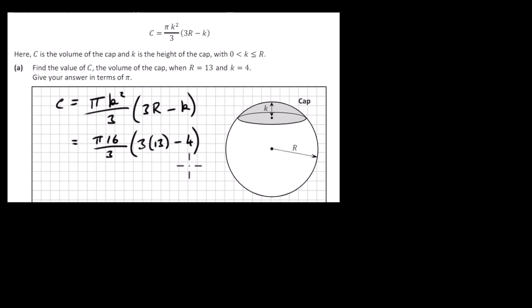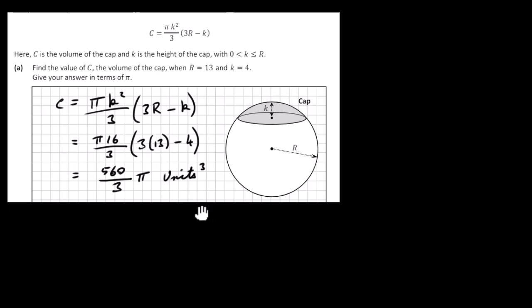So that's really it. You just got to multiply all that out, leave pi in the answer, and you should end up with 560 over 3 pi, and the units are just units. So it's volume, so it's going to be units cubed.